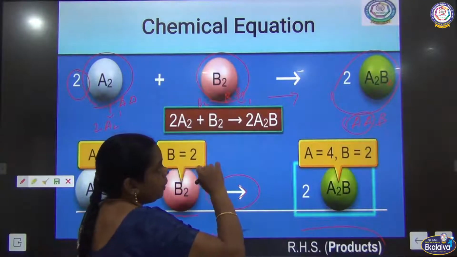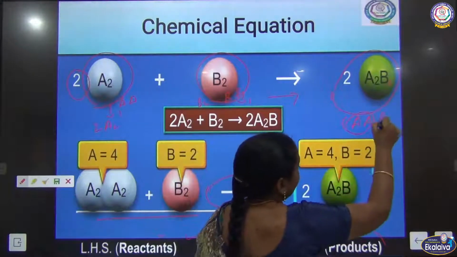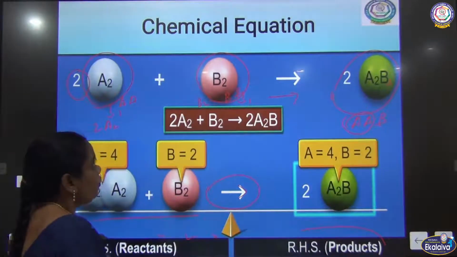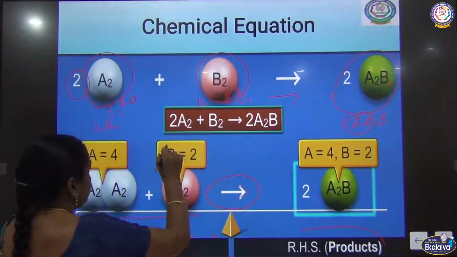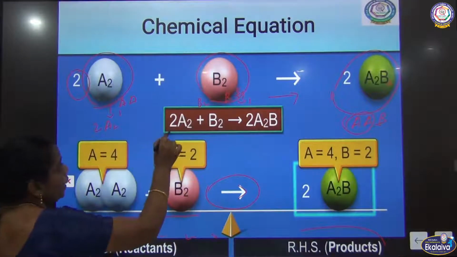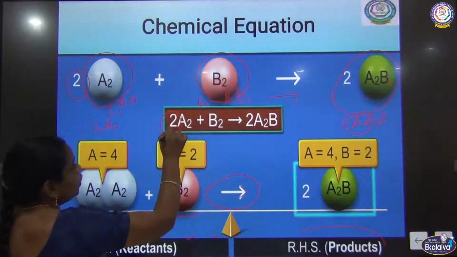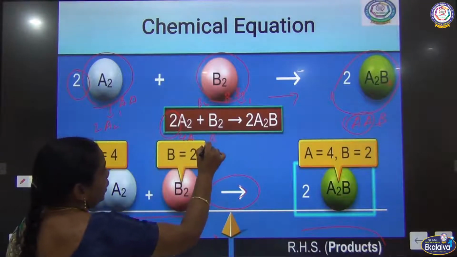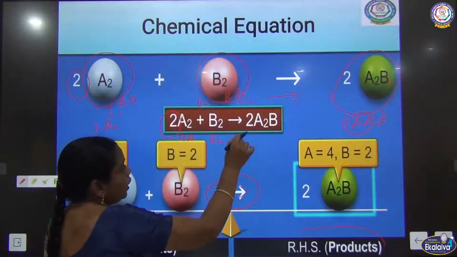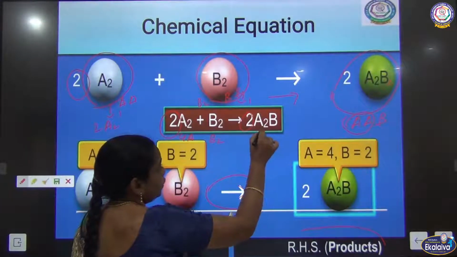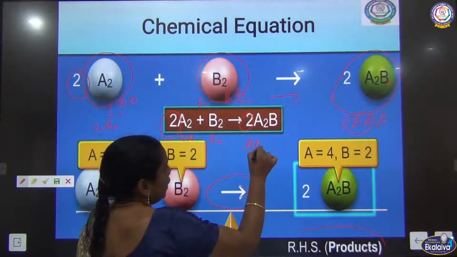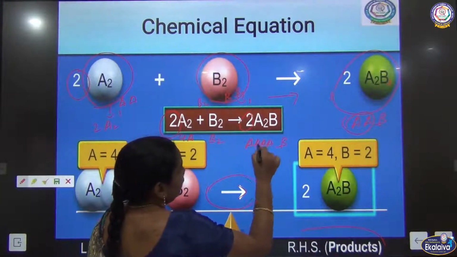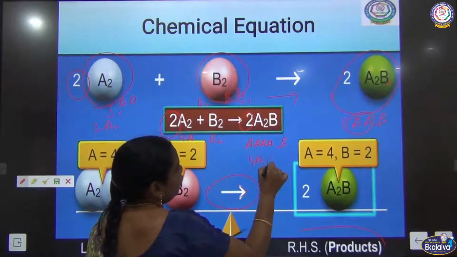2B. But here how many A's are coming? 2A and only 1B. So for that we want to write the equation and balance it. So we balance by writing 2. 2 into 2 means how many? 4A, and here 2B. And if you put 2 here, 2 into 2 is 4. How many A are there? 4A and B. So that is nothing but 4A plus B.